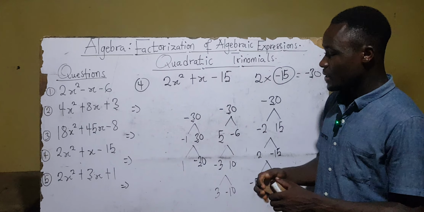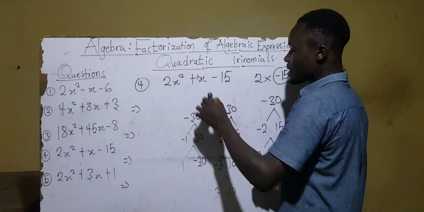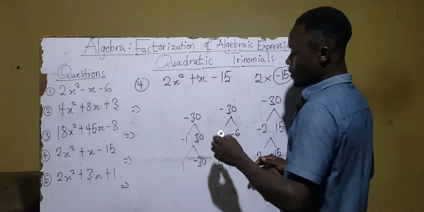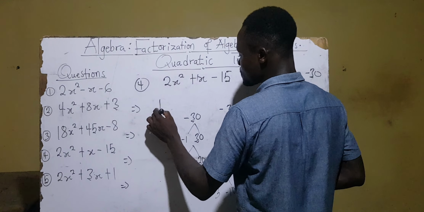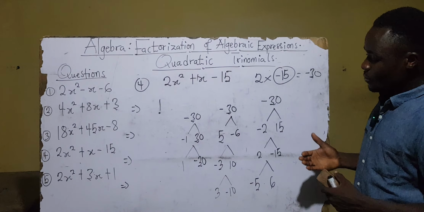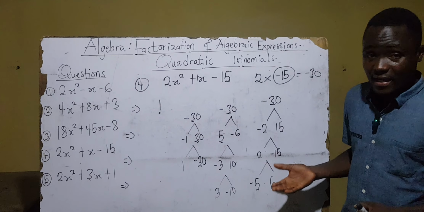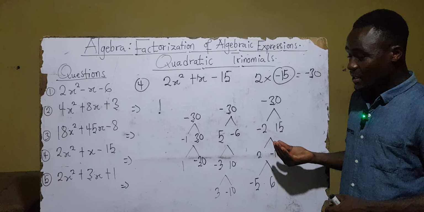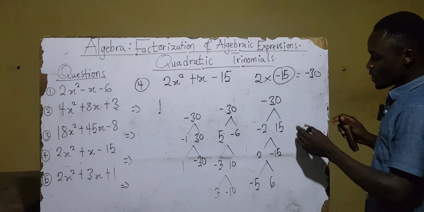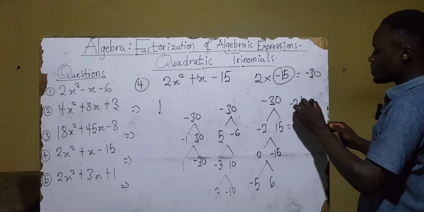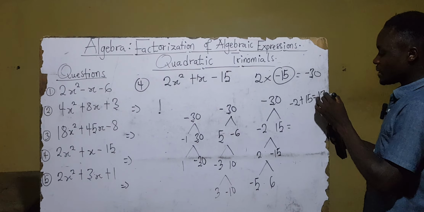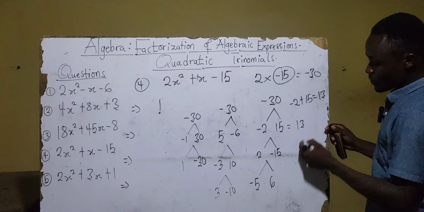What is the coefficient of x here? So far as x stands on its own, it is 1, but we don't normally write it, so please take note. So the coefficient is 1 over here. Now we are going to look for the pair of factors that when we add, we will get 1. So when we add negative 2 plus 15, that gives us positive 13, meaning this one will not work for us.